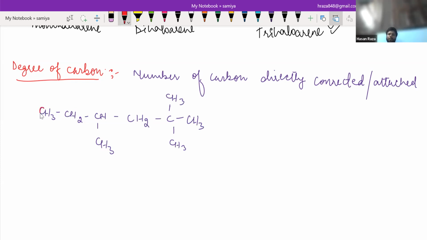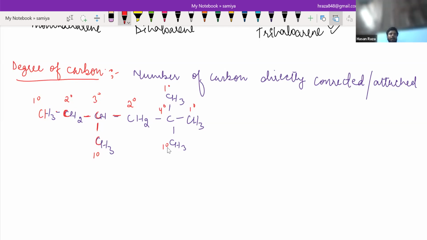See, I am going to calculate the degree of each and every carbon. This carbon is directly connected to only one carbon, so it is 1 degree. But this carbon is directly connected to 2 carbons, left and right, so it is 2 degree. This carbon is directly connected to 3 carbons, 1, 2, and 3. That's why it is 3 degree carbon. This carbon is directly connected to only one carbon. That's why it is 1 degree. In the same way, this is 2 degree, this is 4 degree, this is 1 degree, 1 degree, and 1 degree. So this is how we are going to calculate the degree of carbon.